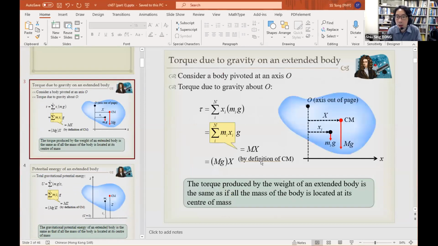Now we can find the torque due to the weight of an extended object by imagining all the mass of the object to be positioned exactly at the position of the center of mass. So the torque will simply be given by mgx, where mg is the weight of the object, and x is the perpendicular distance of the center of mass from the point of suspension. So this is the idea.